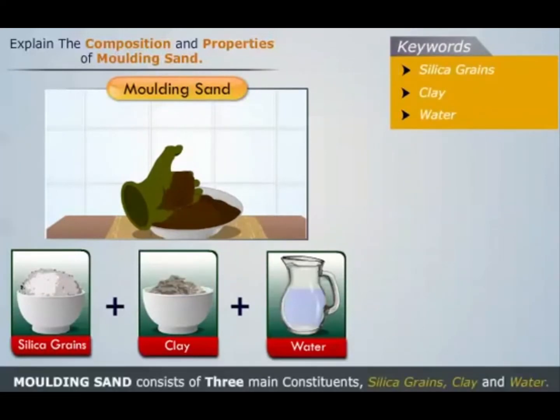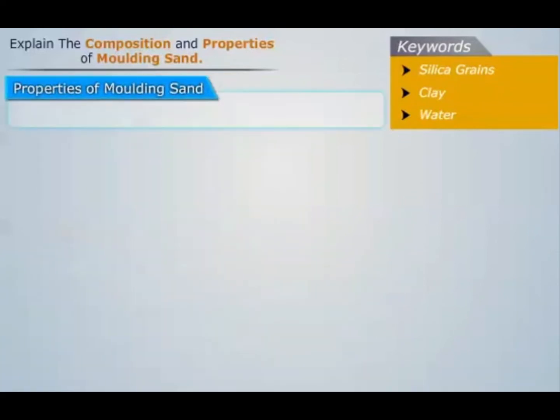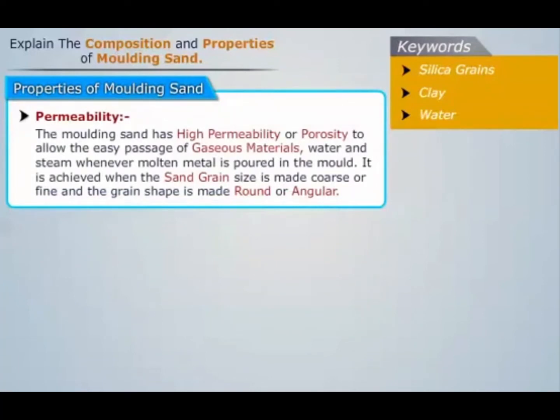Thus, molding sand consists of three main constituents: silica grains, clay, and water. Now let us list some of the properties of molding sand. Permeability. The molding sand has high permeability or porosity to allow the easy passage of gaseous materials, water and steam whenever molten metal is poured in the mold.